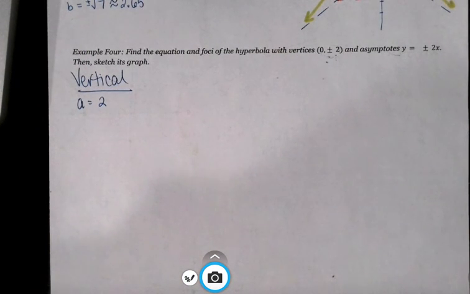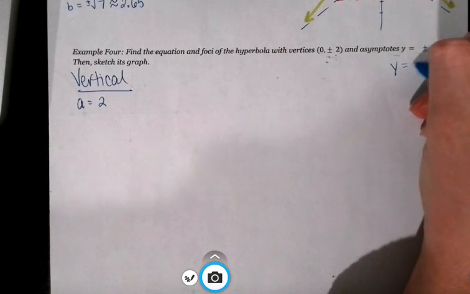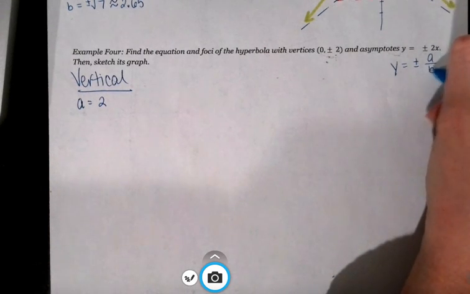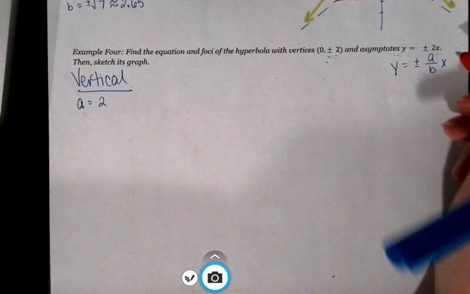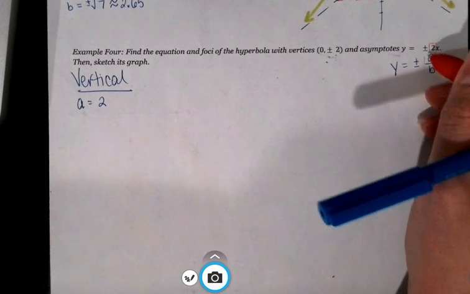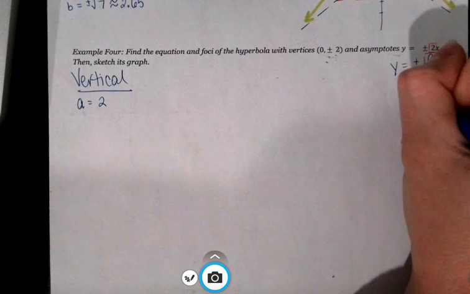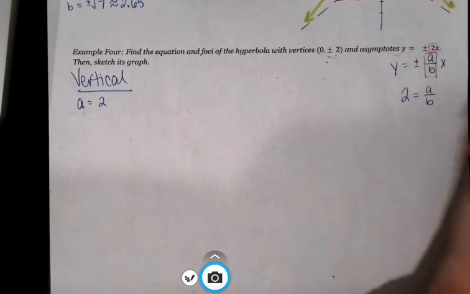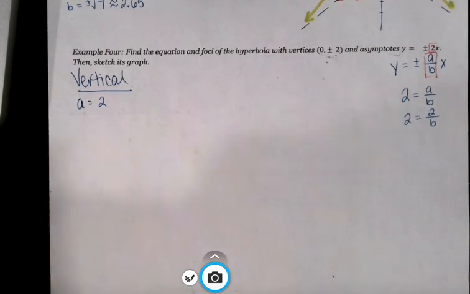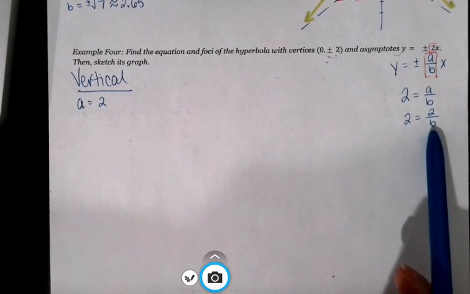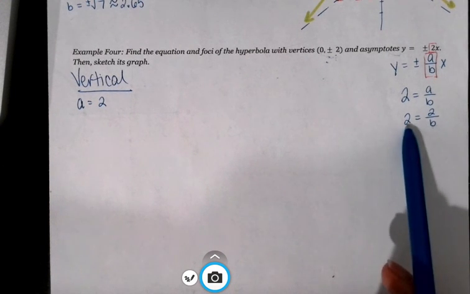The other piece of information I have is my asymptote. For a vertical hyperbola, my template for an asymptote is a over b. So you might be able to figure out what b is right away, but if it was ever something weird, I'm going to take this 2 and set it equal to a over b. So I have 2 equals a over b. Well, if I know a is 2, I have 2 equals 2 over b. Technically, I could cross multiply and solve it, but b has to be 1 because 2 divided by 1 is equal to 2.